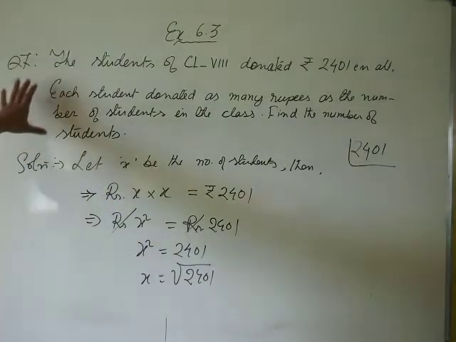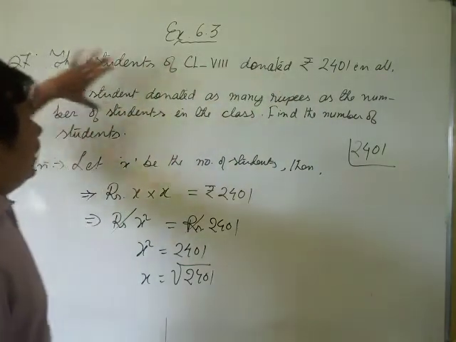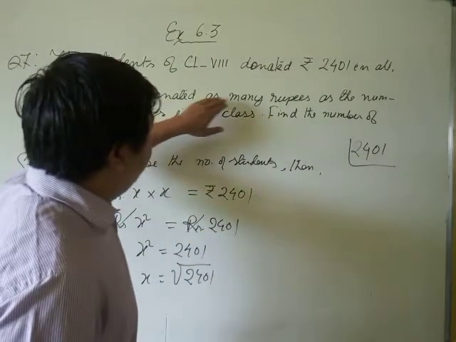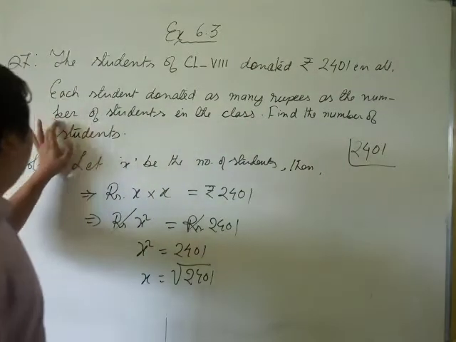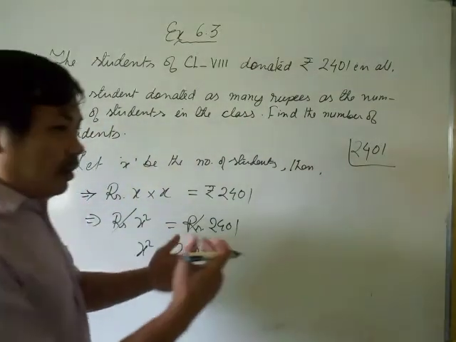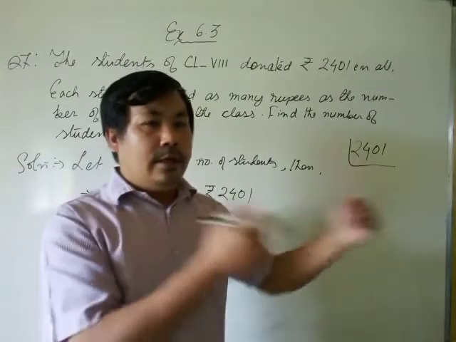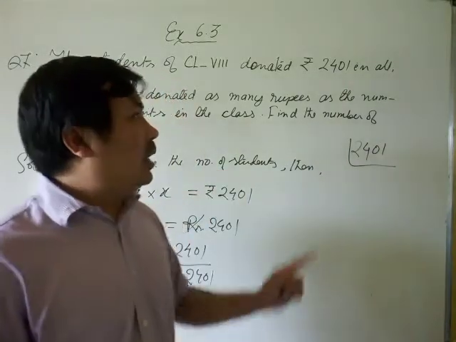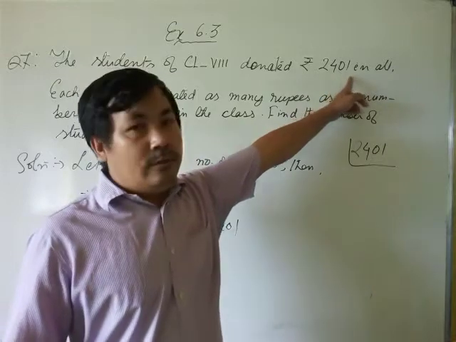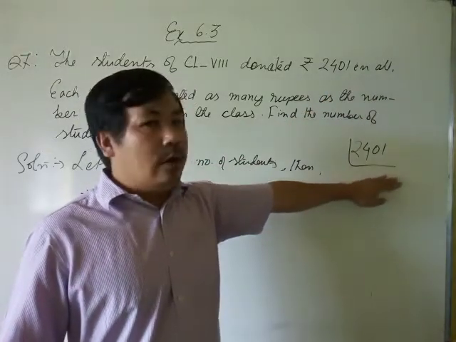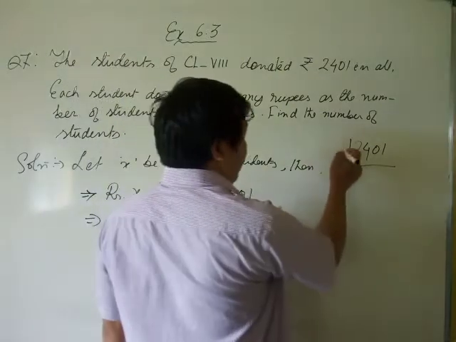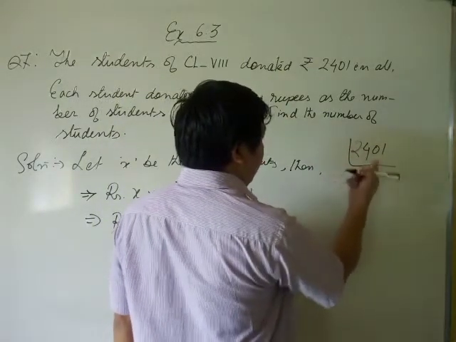So this type of question, please try to understand: the condition given is that each student donated as many rupees as the number of students. If these conditions are there, you must always remember that we have to take the square root of it. So we are going to take the square root of this. We take the square root by prime factorization. 2 cannot divide it, 3 cannot, 5 cannot.